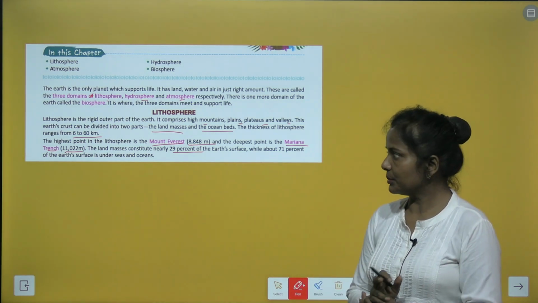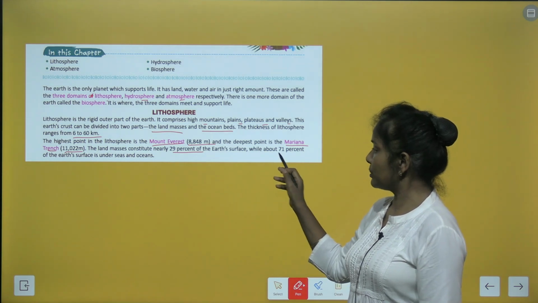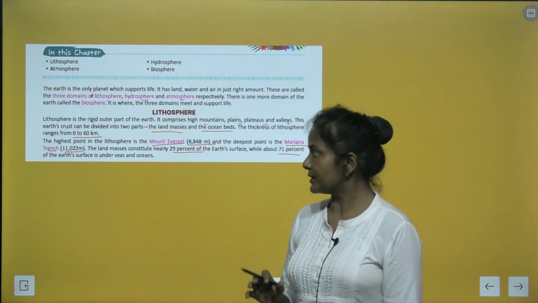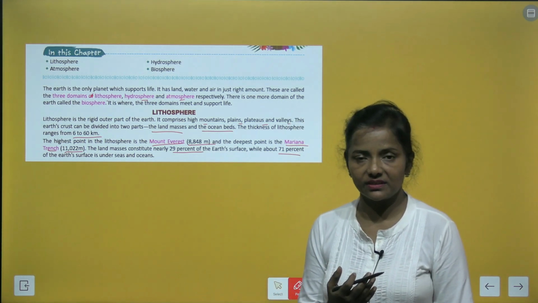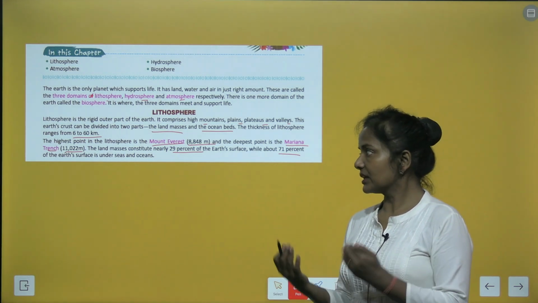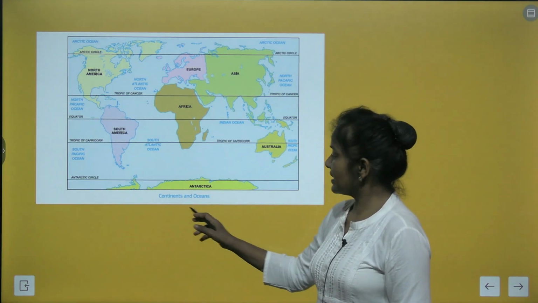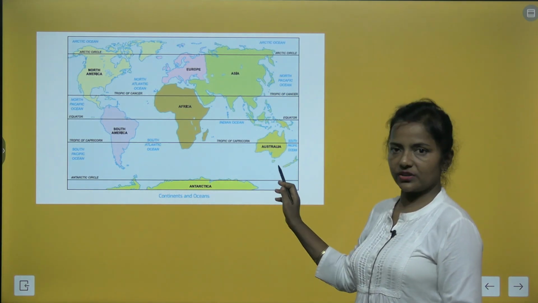The land masses constitute nearly 29% of Earth's surface. Earth surface का 29% क्या है? Land masses. While about 71% of the Earth's surface is under seas and oceans. और जो 71% है Earth का, वो कहाँ है? Sea के नीचे और oceans. Now, these are the continents and oceans.